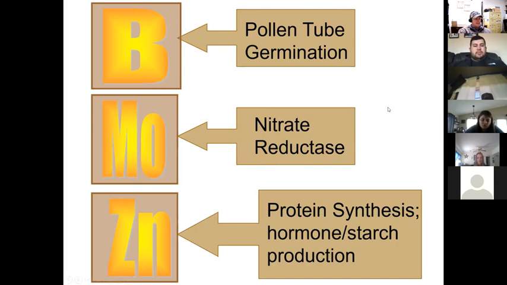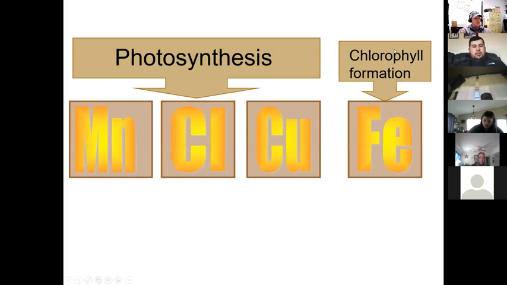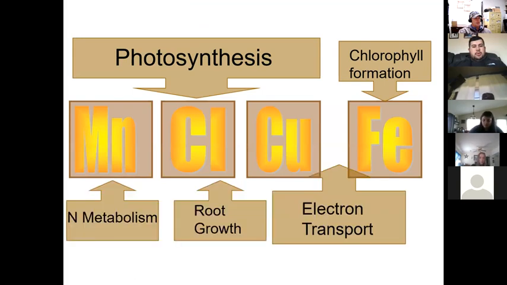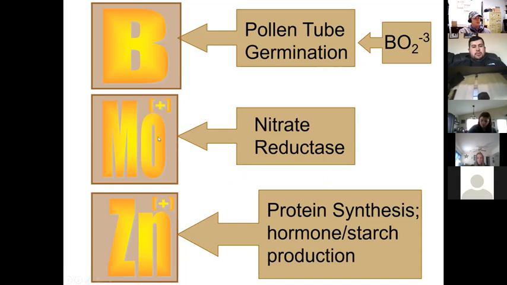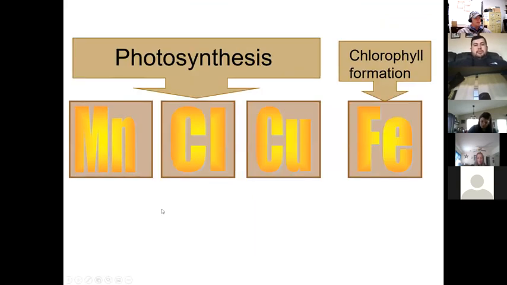All right, zinc is used for protein synthesis and hormone and starch production. Okay. We won't dwell on many of these too much. This is the form that boron's taken up as, an anion. And these guys right here are all taken up. Why did we not show... oh, there they are. Molybdenum is taken up as a cation. Zinc is a cation. Okay.